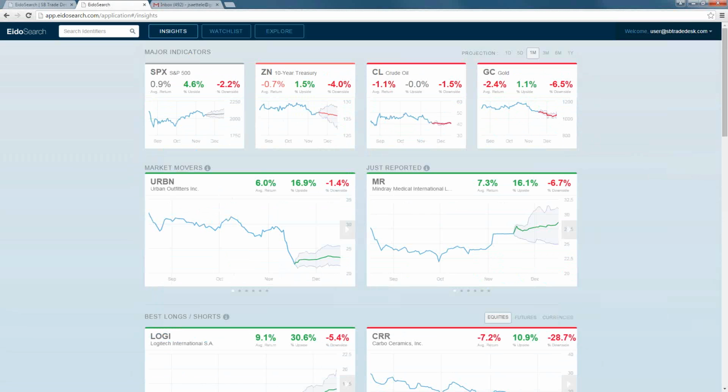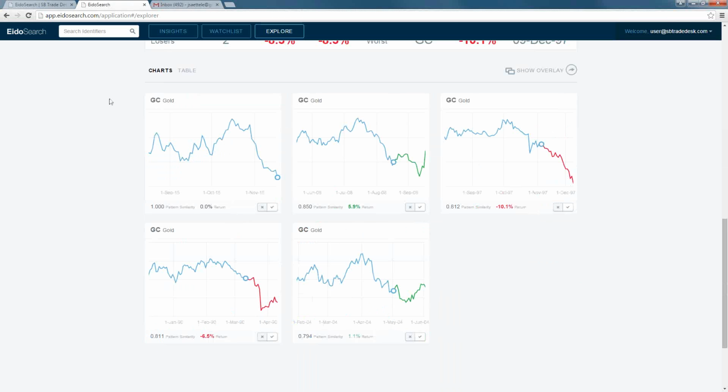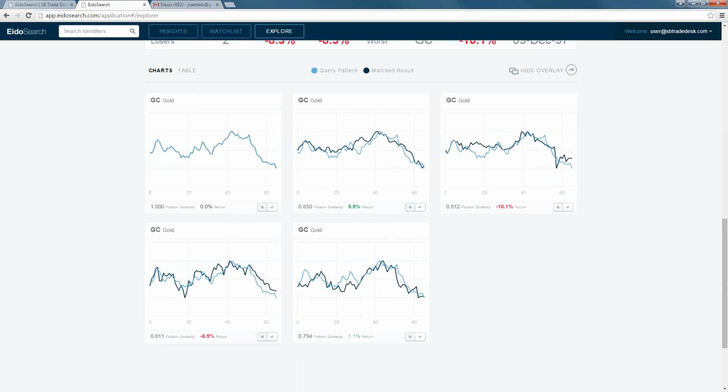So here's a question from Craig. How do you analyze the touch points and similarities on an example match? I'm not exactly sure what you're saying. I'm going to click on something here. Let's click on gold, for example. We'll go down here to, so I'm assuming you're talking about the charts and the table. So here's like an overlay.